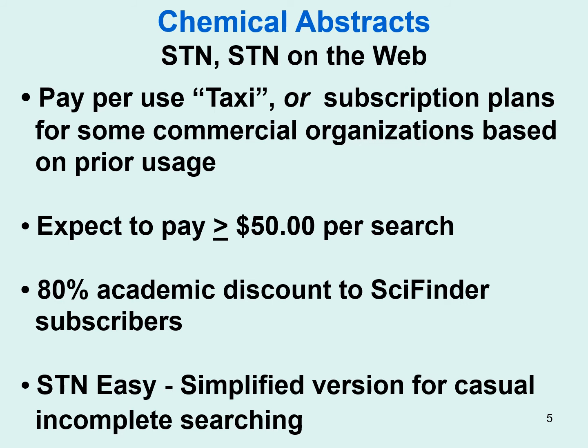They do give you a discount to academic subscribers. If you subscribe to SciFinder, you get a discount when searching STN. And we'll see several times where you do want to search STN where SciFinder is not enough. There's also a version called STN Easy, which you will not see in this course. It's a simplified version for very casual, incomplete searching, and incomplete is the key word here. If searching was very easy, we would not need a course like this. So I'm not going to mention anything more about STN Easy. It's something you should never use.